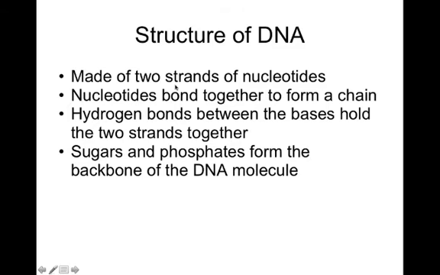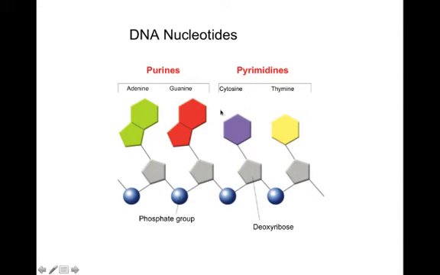Okay, again with the nucleotide bases, they're divided up into two groups. The first group are purines, and the second group are pyrimidines. You'll see that A and G, or adenine and guanine, are the purines, and cytosine and thymine are the pyrimidines. Take a look at the structures that we have down here.